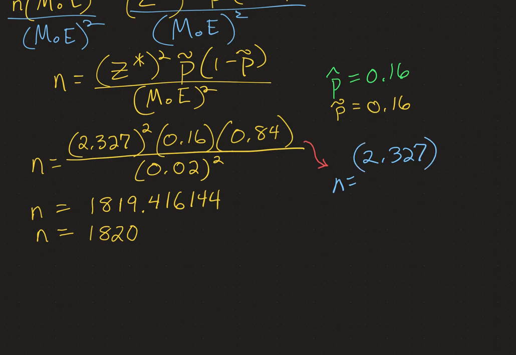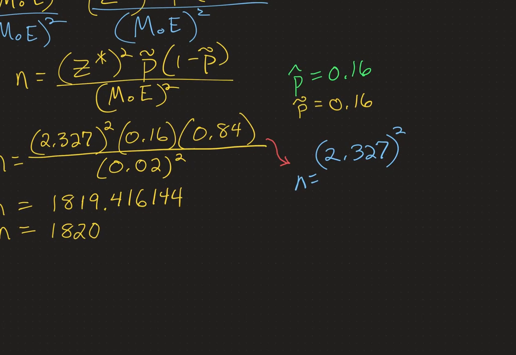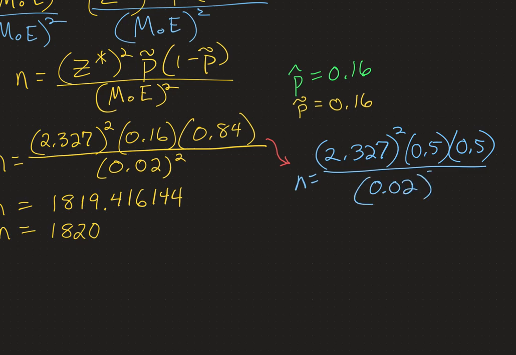2.327, because we want the same confidence level. We want to multiply by 0.5, there's 0.5, and divide by 0.02 squared. That value on the calculator is 3,384.33. Nope, round up. 3,385 individuals would need to be in that sample to make sure that with 98% confidence, the population proportion of Americans who want to abolish the penny has been captured.